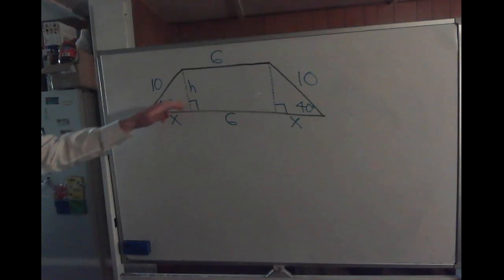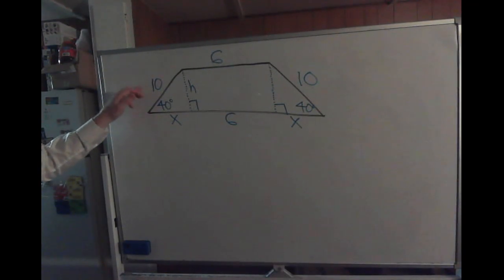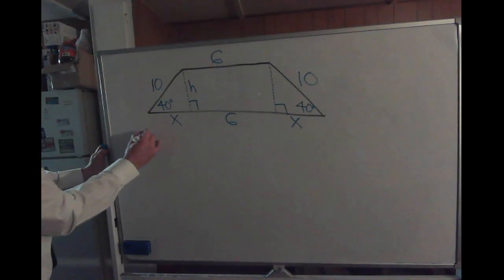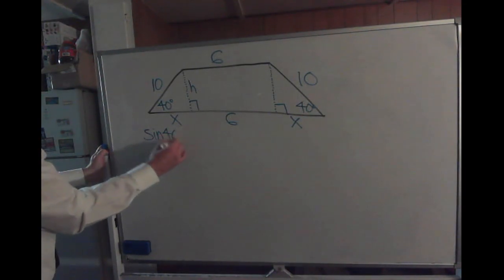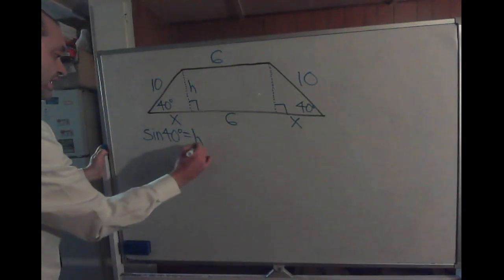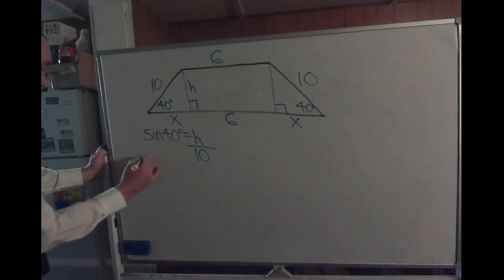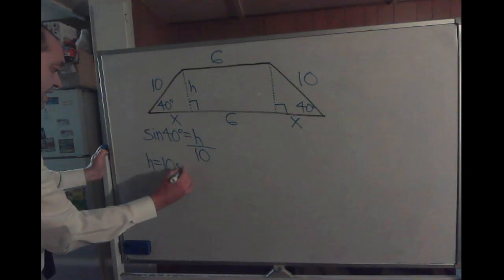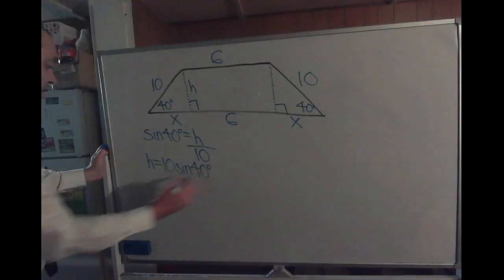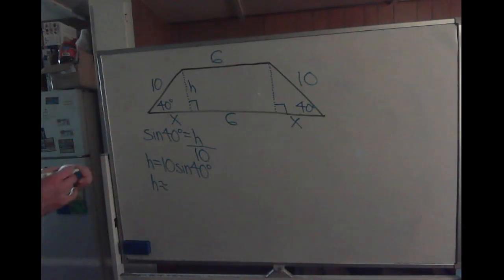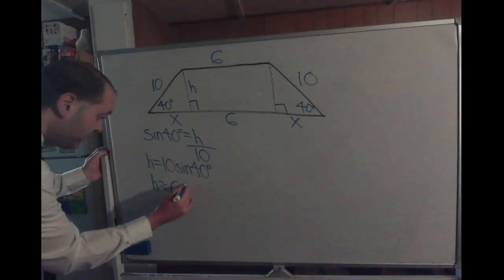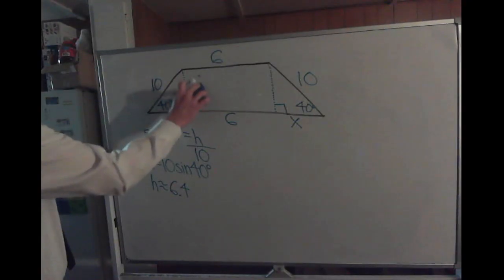If you have the opposite side of an angle and the hypotenuse, you're relating them, which means it's going to be the sine ratio. So set up sine of 40 degrees equal to your opposite side h over your hypotenuse of 10. So h is equal to 10 times the sine of 40 degrees, which now we'll get a decimal approximation to about 1 decimal place, which would be about 6.4. Therefore, the height of this trapezoid is about 6.4.